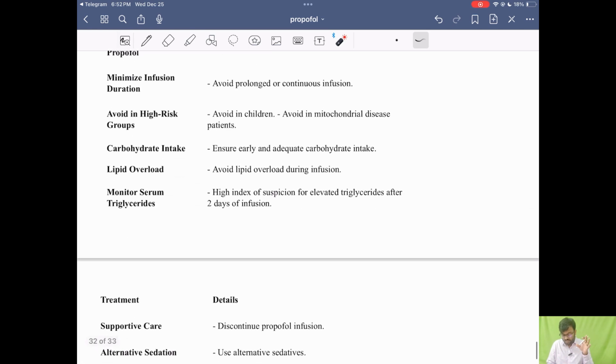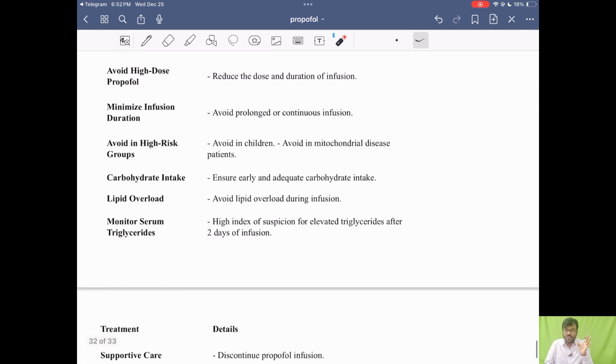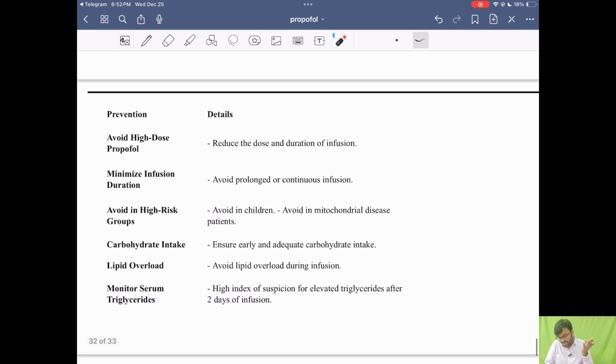Okay, now you know that this is going to happen. So how do you prevent it? Number one, either you stop it or you reduce the propofol and change sedation to some other modality. You reduce the dose and duration of propofol. You avoid prolonged or continuous infusion. If you know this patient is susceptible to propofol infusion syndrome, you do not give prolonged infusion doses. Okay, and even if you do, it is at a very reduced dose.